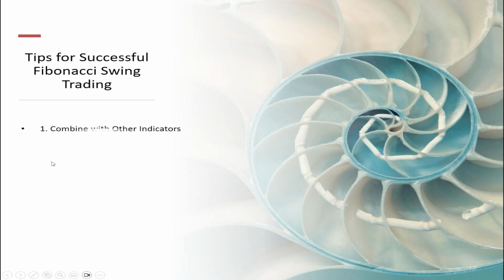When we talk about tips, the first tip is to combine with other indicators. Use Fibonacci in conjunction with other indicators like, let's say, RSI and MACD to confirm the potential reversal points, because sometimes this might not be the only indicator or strategy that helps you. So you have to add a couple of other indicators like RSI or MACD, just like I mentioned. The second thing is to be patient. Wait for the price to clearly reach and react from a Fibonacci level before making any kind of move.